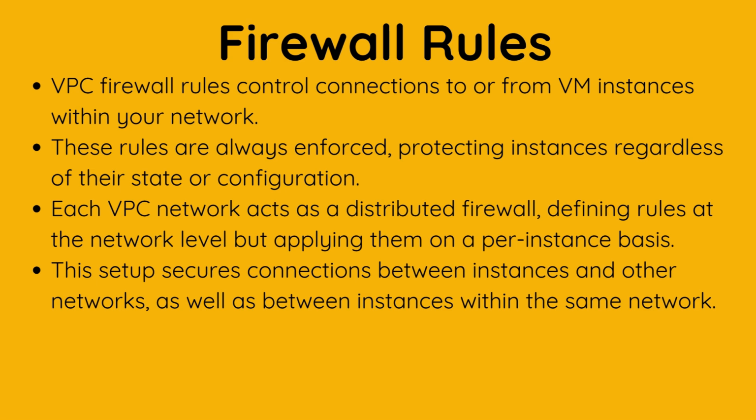VPC firewall rules control connections to or from VM instances within your network. These rules are always enforced, protecting instances regardless of their state or configuration. Each VPC network acts as a distributed firewall, defining rules at the network level but applying them on a per-instance basis. This setup secures connections between instances and other networks, as well as between instances within the same network.